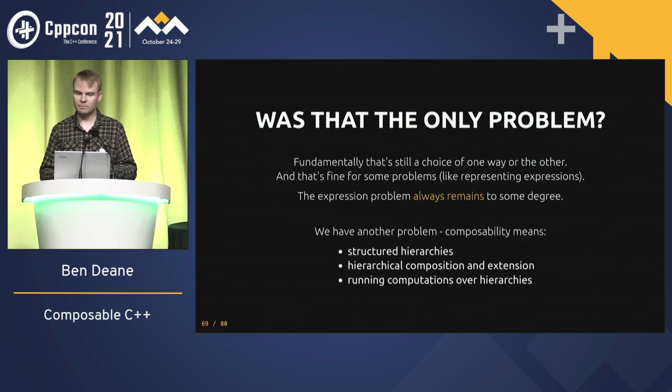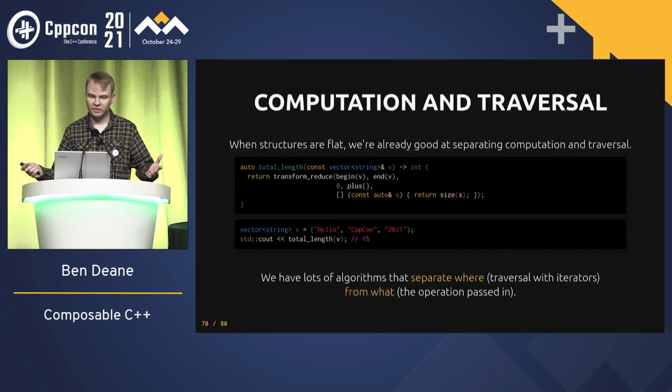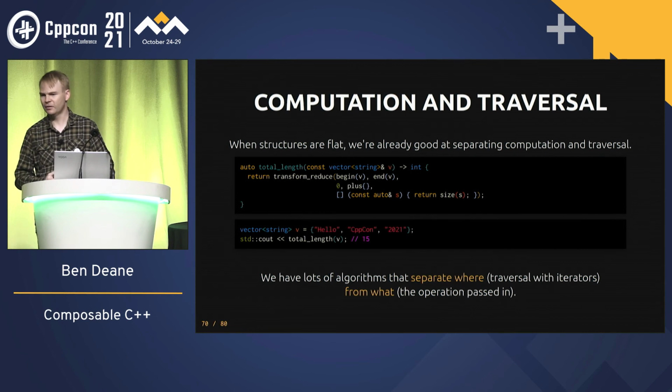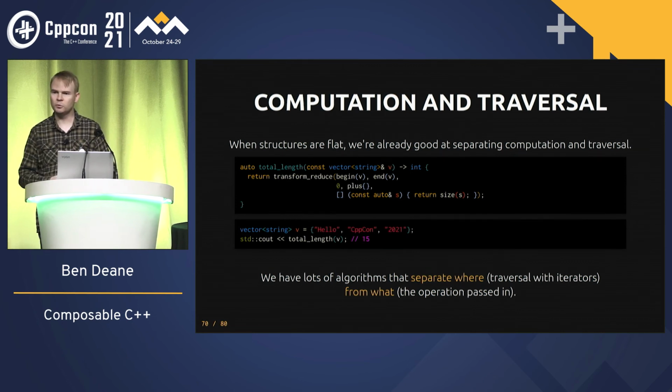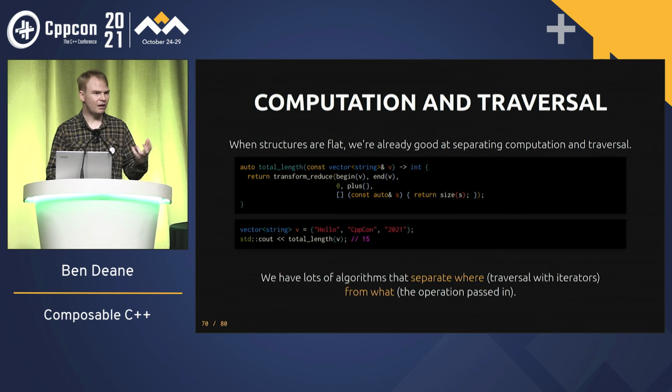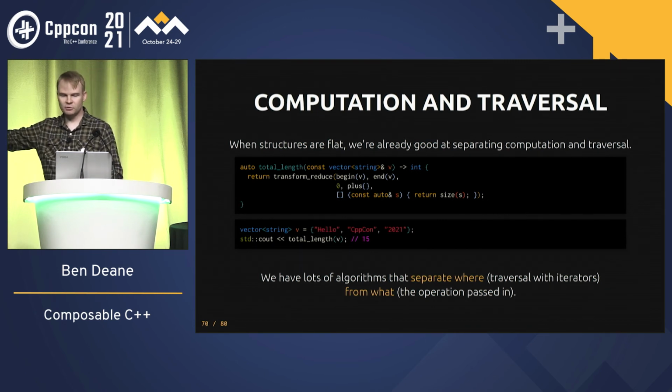Composition is about something a little deeper. What we want to do here is try to separate the computation from the traversal of the hierarchy. This is what composition is about when we're talking about higher level structures and hierarchies. Now, this is C++. When our structures are flat, we're already great at separating computation and traversal because Alex Stepanov taught us how to do that. The STL algorithms do this in spades. We've got iterators, they apply to every kind of flat structure you could think about, and they separate computation and traversal.